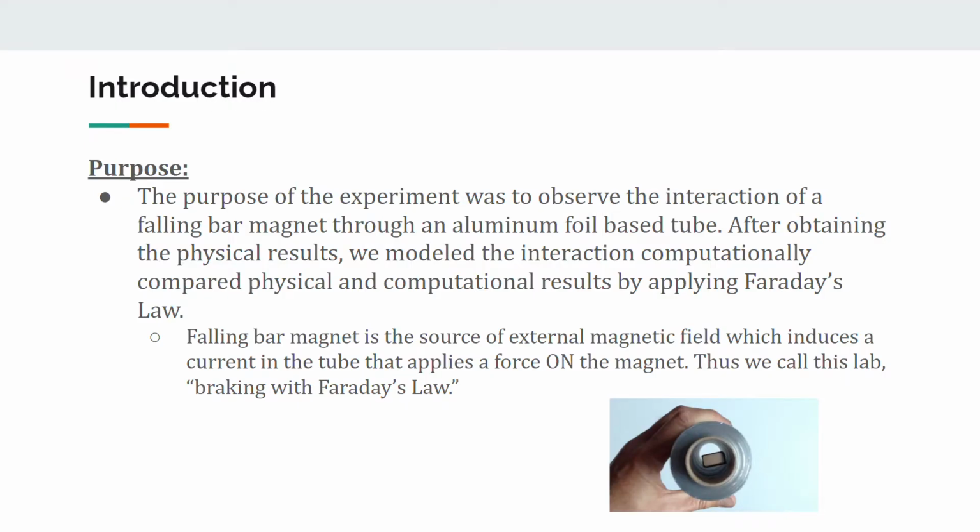The purpose of this experiment was to observe the interaction of a falling bar magnet through an aluminum foil-based tube. After obtaining the physical results, we modeled the interaction computationally and compared physical and computational results by applying Faraday's law. The falling bar magnet is a source of external magnetic field which induces a current on the tube that applies a force on the magnet. Thus, we call this lab braking with Faraday's law.